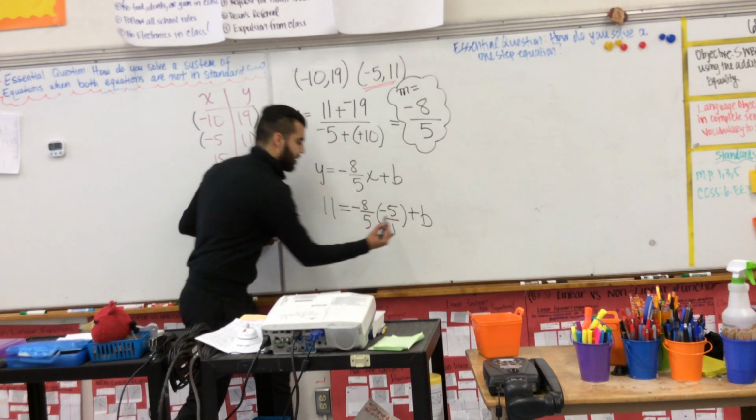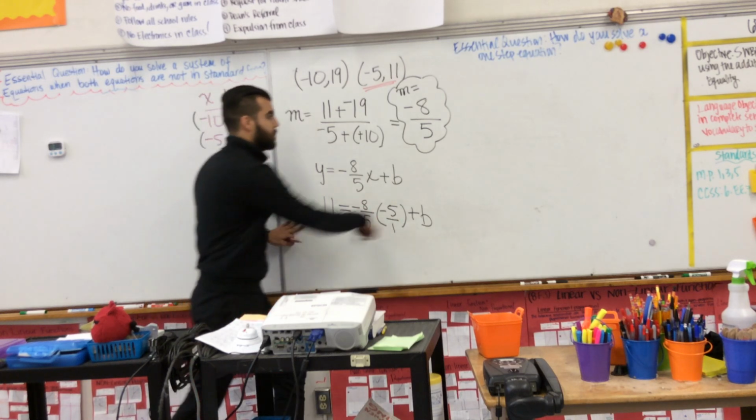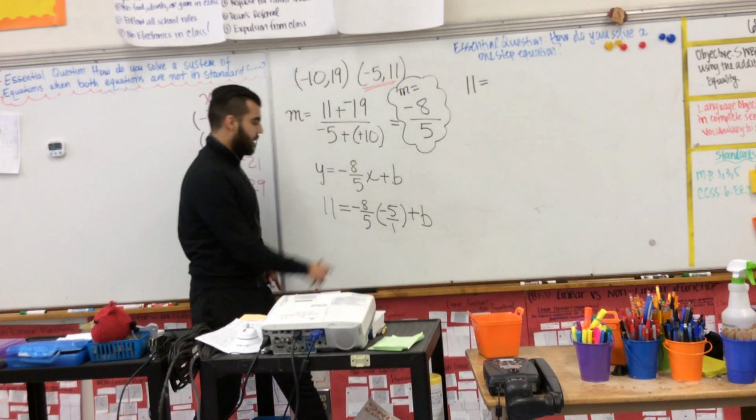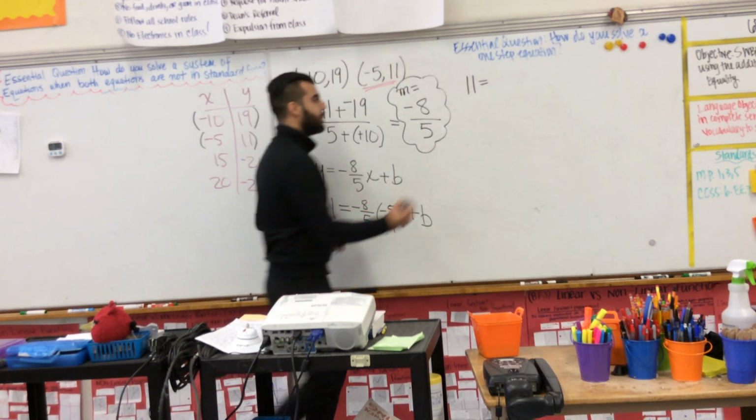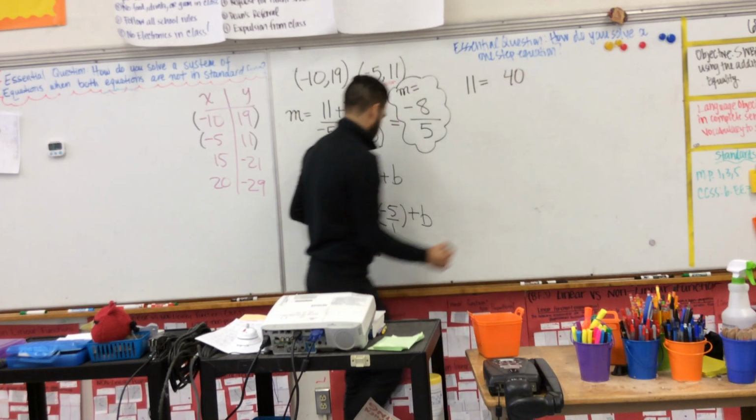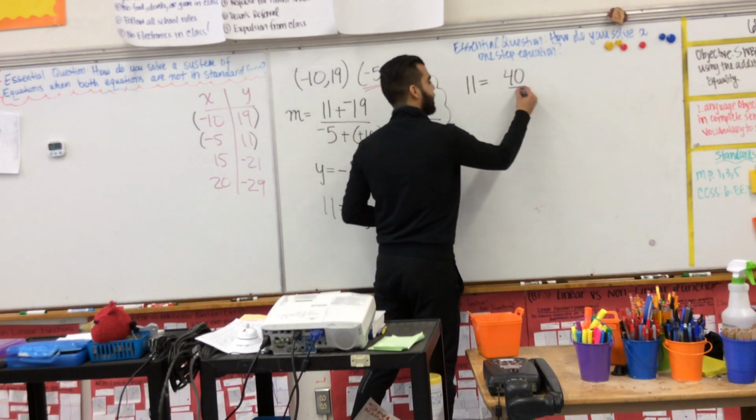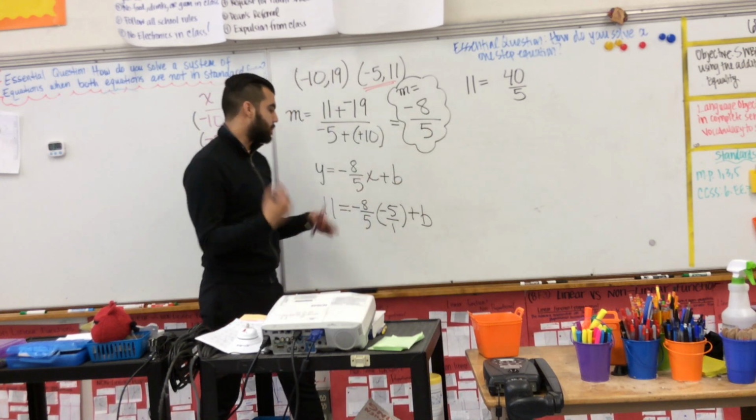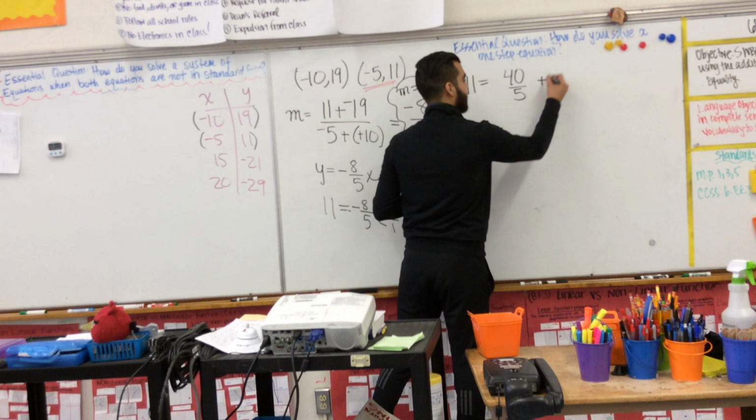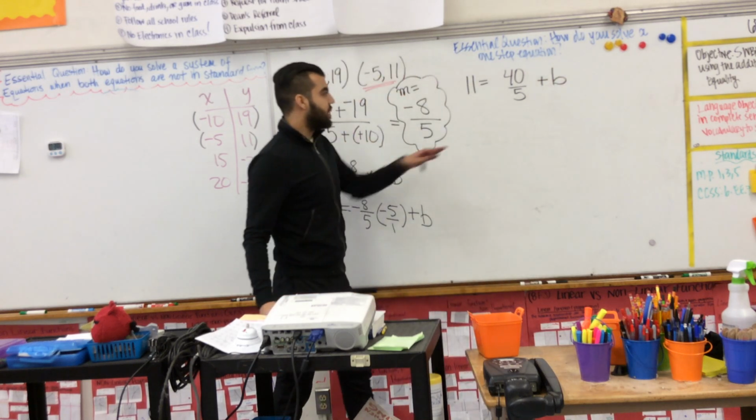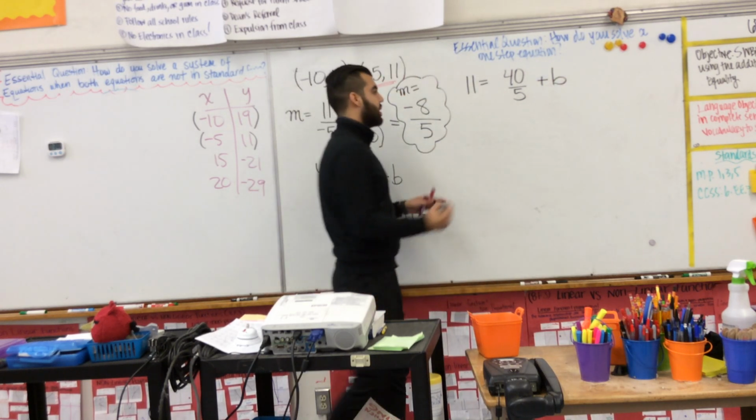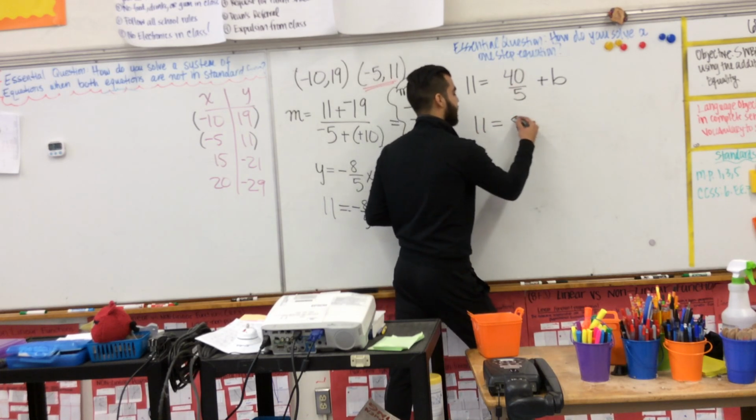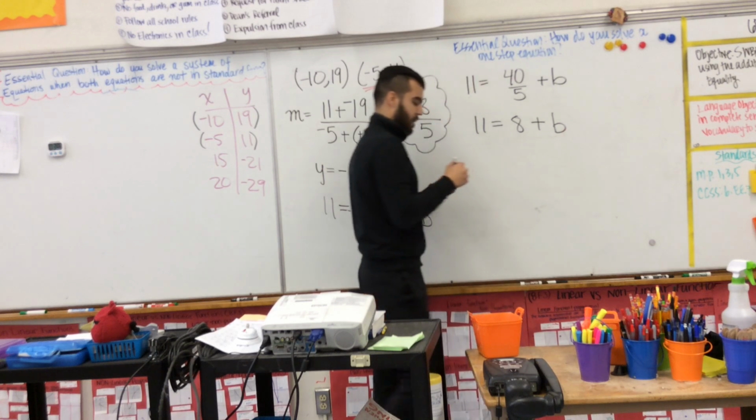Make this into a fraction so it's easier to multiply. I have 11 equals 8 times 5 is 40, 5 times 1 is 5. A negative times a negative gives me a positive. So that's positive. And then plus b. Now notice how I could simplify this fraction right here. So I have 11 equals 40 divided by 5 gives me 8 plus b.